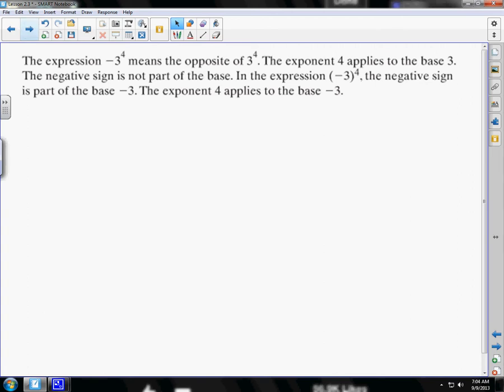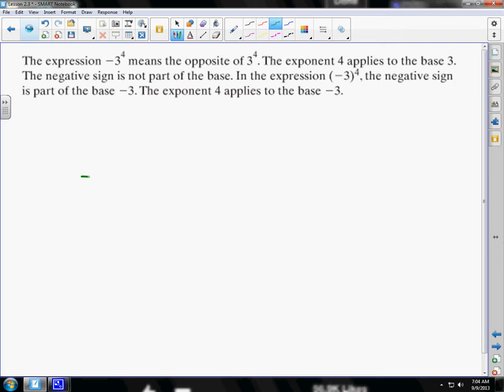All right, the expression -3 to the 4th means the opposite of 3 to the 4th. The exponent 4 applies to the base of 3. The negative sign is not part of the base. In the expression with the quotes around it, the product of -3 to the 4th, the negative sign is part of the base, -3. The exponent 4 applies to the base.